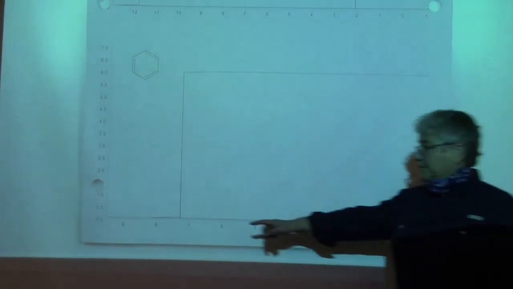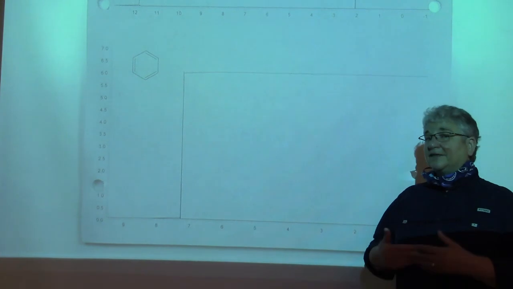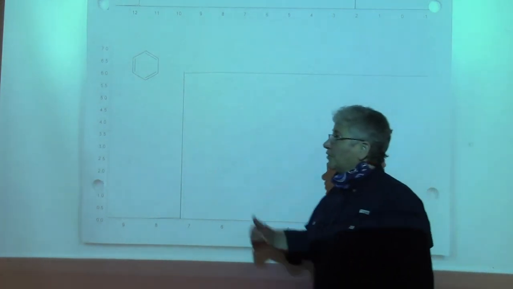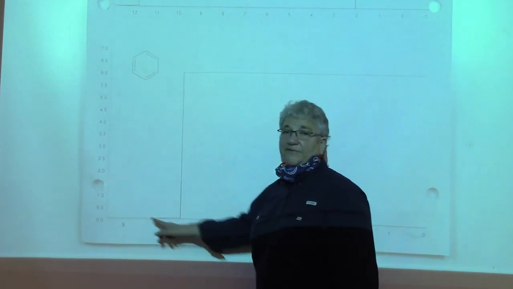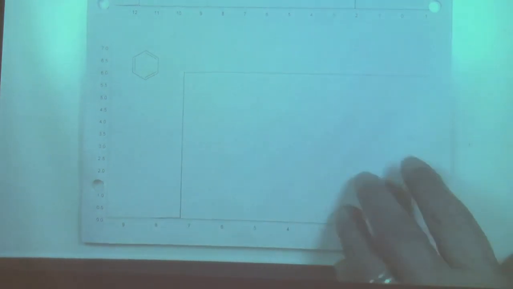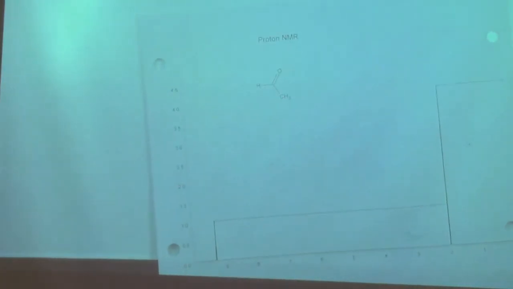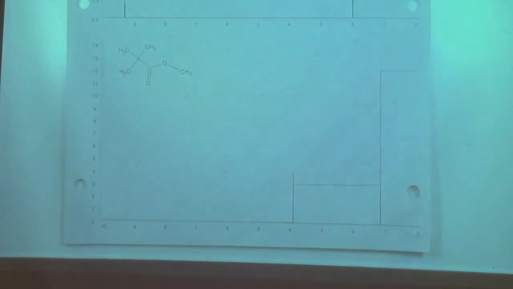Now you're going to get a peak down here, and so you will learn that the chemical shift area for aromatic hydrogens is generally between 7 and 8. But we'll get there. I think this was an example that we did, right?